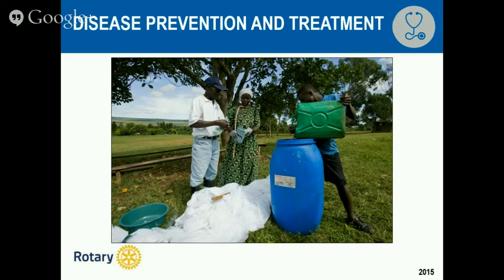In this case, the budget for this project was $60,000. And remember, the minimum budget for a project to qualify for global grant funding is $30,000.